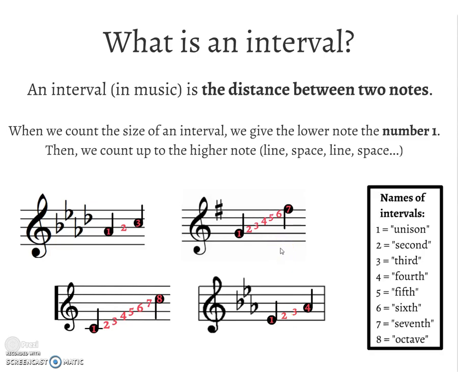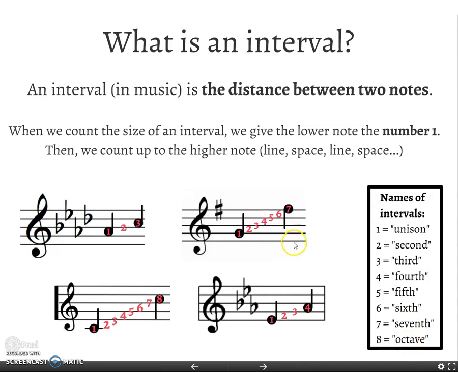Now we're going to deal with the names of the intervals. So every distance, whatever number you arrive at, it has a particular name. A distance of 1, which would be exactly the same note twice in a row. So on this one it would be if I had drawn this note and then I drew the same note again, we would call that a unison. A distance of 2 is a second, a distance of 3 is a third, 4 is a fourth, 5 is a fifth, 6 is a sixth, 7 is a seventh, and 8 is an octave.